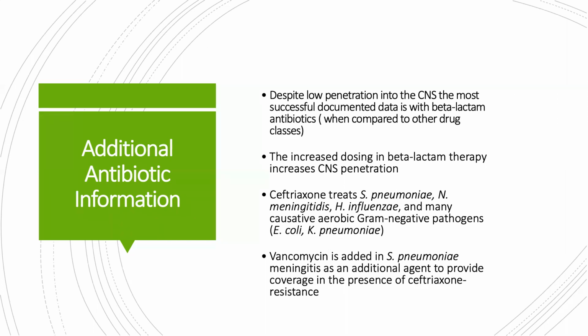penetration into that CNS. So as I told you all before, vancomycin is added solely for strep pneumoniae meningitis as an additional agent to provide coverage in the presence of ceftriaxone resistance. As I said previously, we do see higher MICs in meningitis caused by strep pneumoniae. Therefore, we tack on vancomycin to make sure that it can cover those strep pneumoniae pathogens that have the higher MIC. So we keep the vancomycin and the ceftriaxone on in that case.